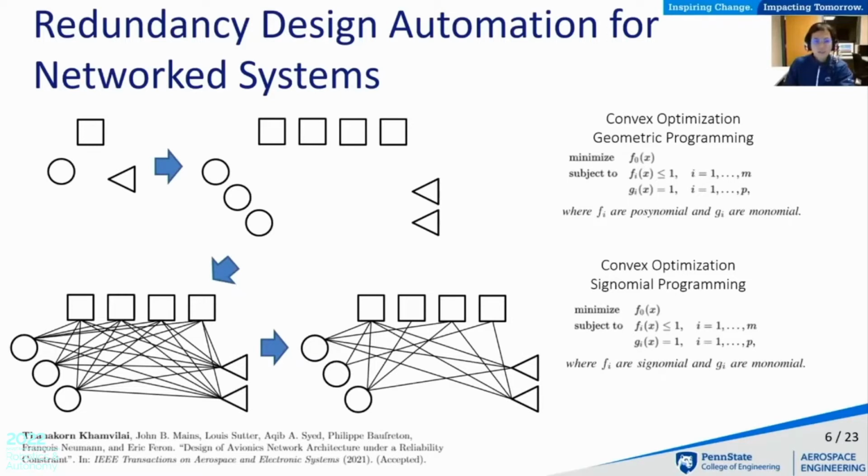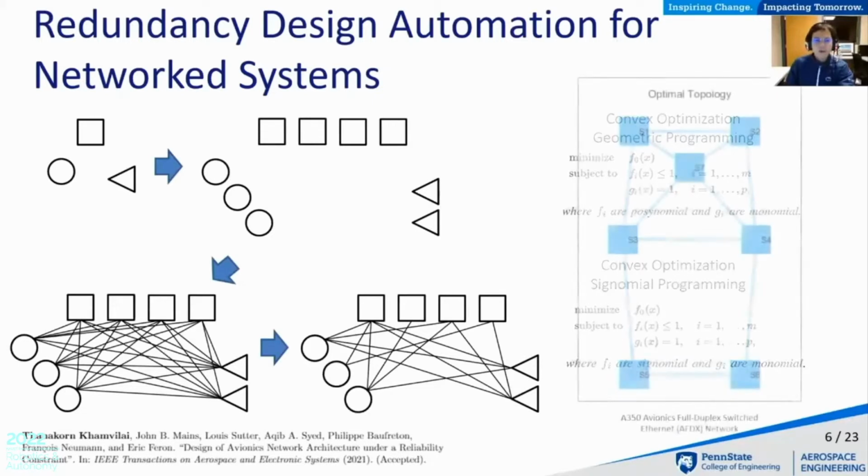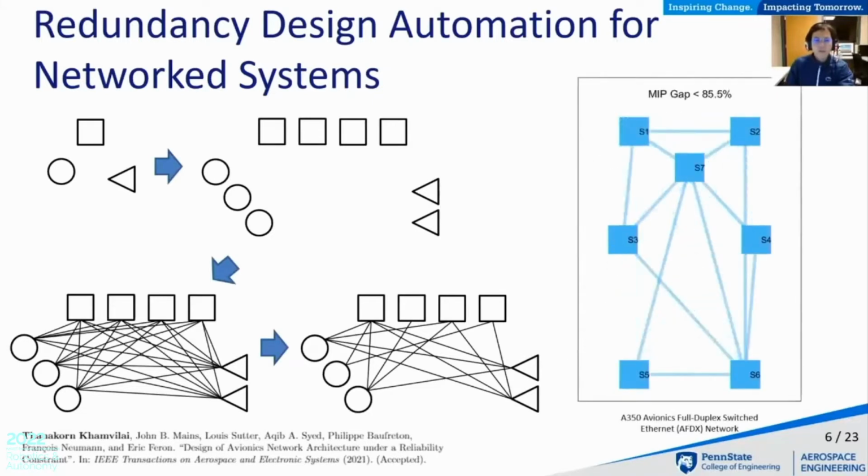Once the redundancy is determined, we also have to figure out the connections among these components. Another convex optimization called signomial programming is used to solve this problem. Starting with a fully connected communication, we then solve this signomial programming problem. The solution of the problem will provide only the necessary connections that maintain the system reliability. This technique is applied to an Avionics Full-Duplex Switched Ethernet network, or AFDX.